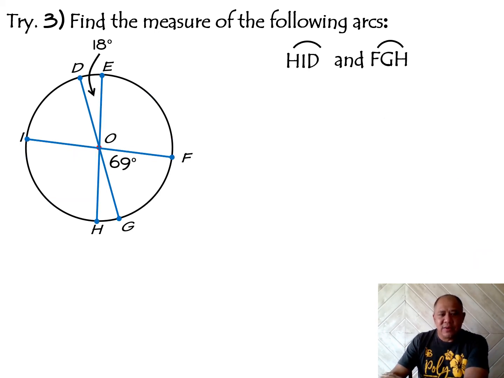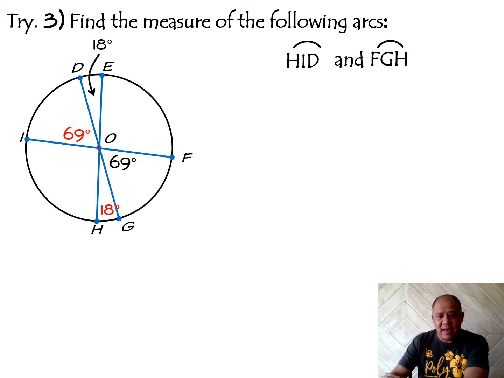Okay, now let's take a look at try 3. Find the measure of arcs HID and FGH. Notice DE is 18 degrees, FG is 69 degrees. So because of that, we can find out that DI is 69 degrees. And also, with the same logic, we can find out that HG is 18 degrees. Now, all we need to do is find out what EF and HI is.